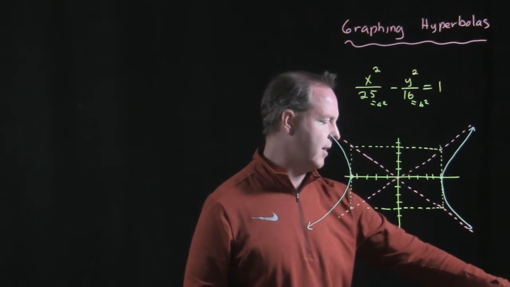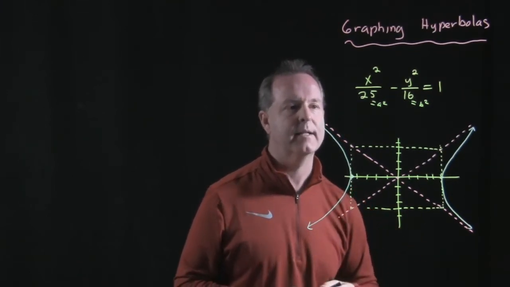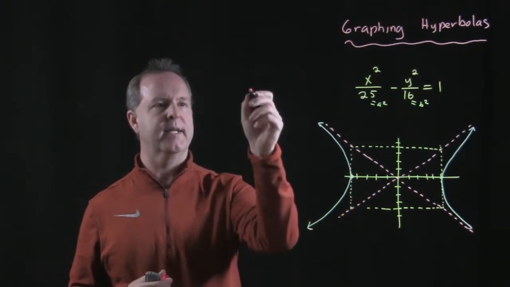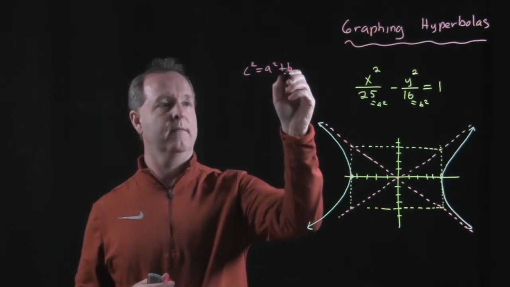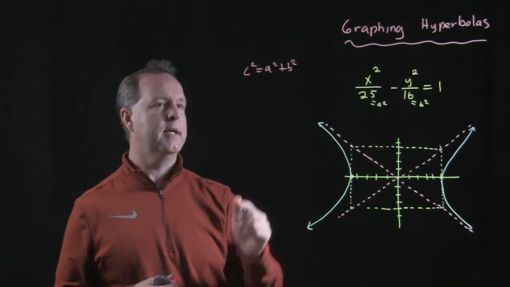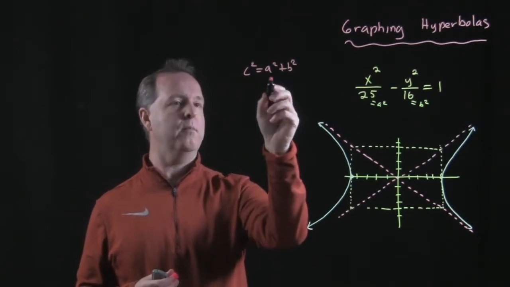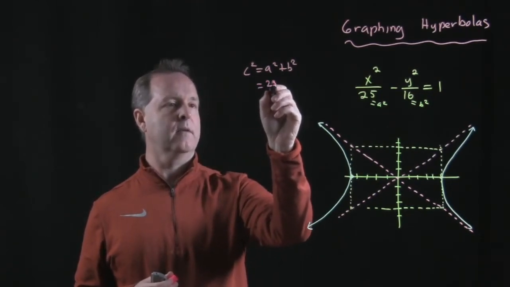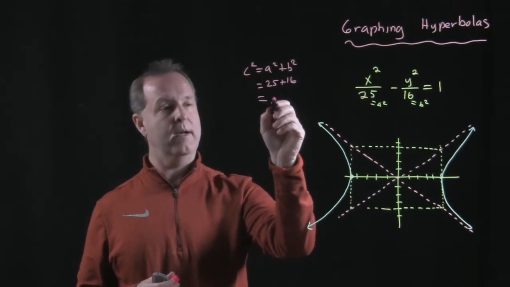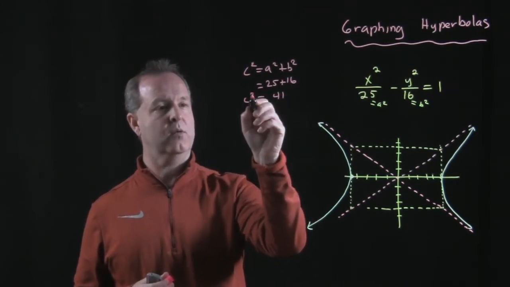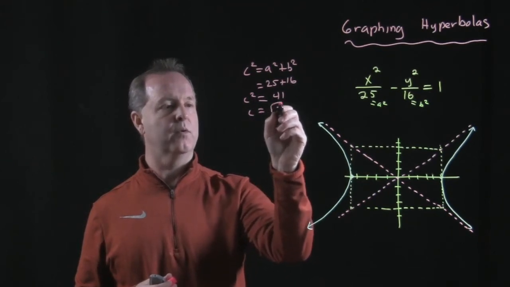The last piece of information we can probably find is where the foci are. Foci again, what was that? It was c squared equals a squared plus b squared. That's how we found the foci. And so c squared we don't know, but that's 25 plus 16 equals what, 41? So c squared equals 41, c equals root 41.